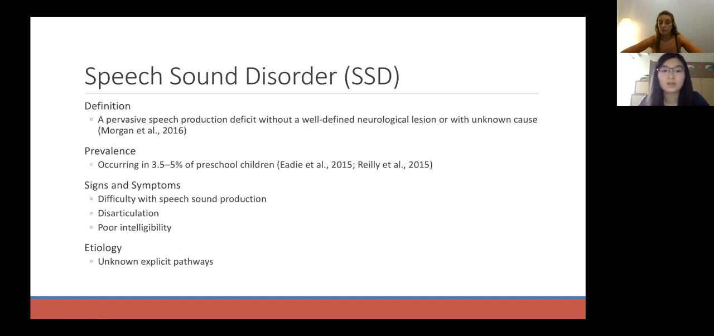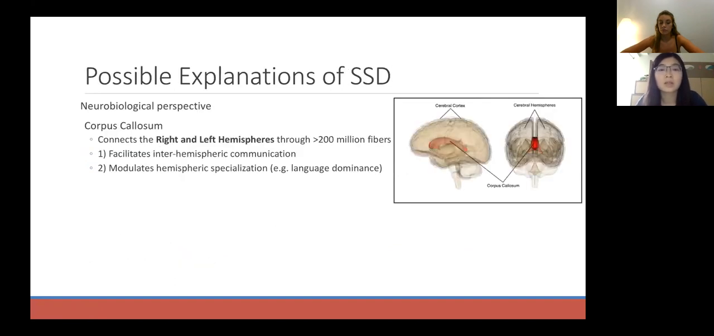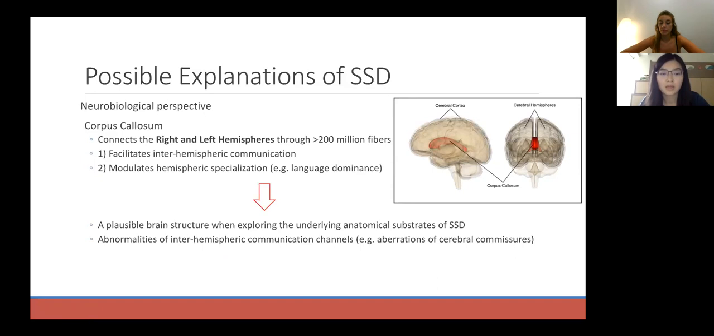Although there are no known explicit pathways of speech sound disorders, there might be some possible explanations. From the neurobiological perspective, the corpus callosum connects our right and left hemispheres through many neural fibers. As we may know, our left hemisphere is responsible for receptive and expressive language. And the corpus callosum helps to modulate our hemispheric specialization, which means the language dominance. Therefore, it seems to be a plausible brain structure when exploring the underlying anatomical substrates of SSD.